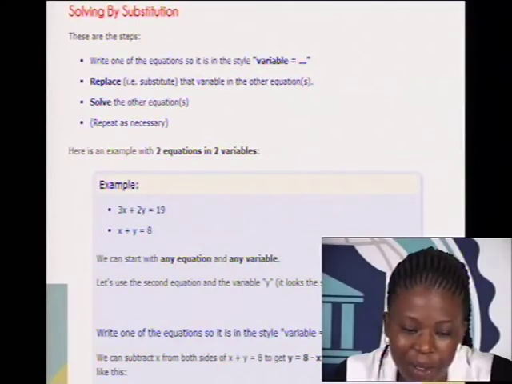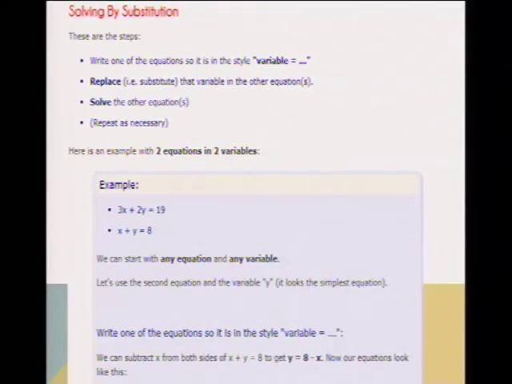But if you are not given any instructions, then you can choose any method that is easier for you. Okay? The steps, you can go through on your own. Let's look at the example. You have 3x plus 2y is equal to 19, x plus y is equal to 8. These are simultaneous equations, solved simultaneously. Simultaneously means solved at the same time. You have 2 unknown variables, so you have to solve them at the same time to get the values of each. Okay?